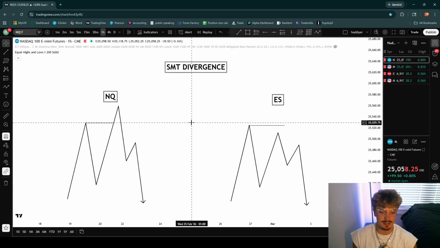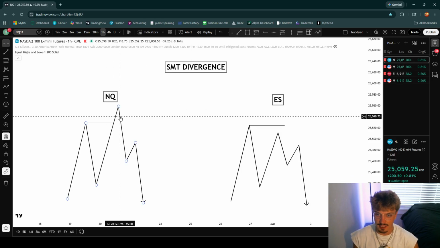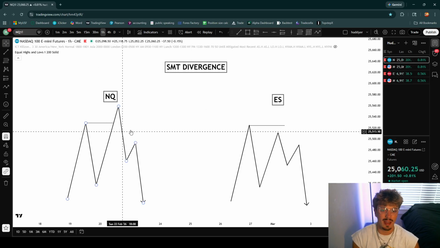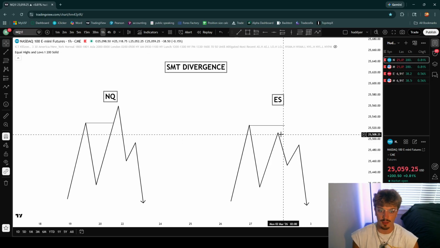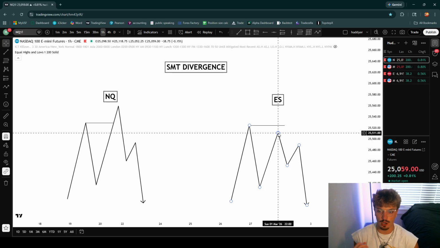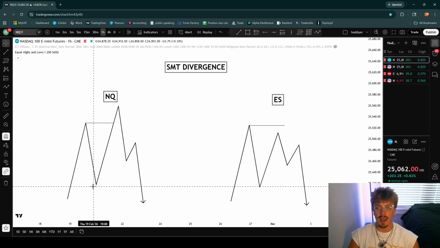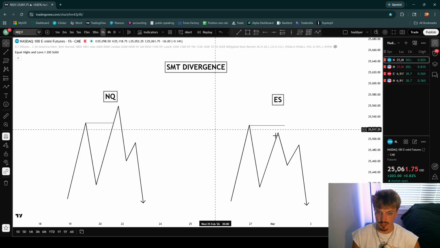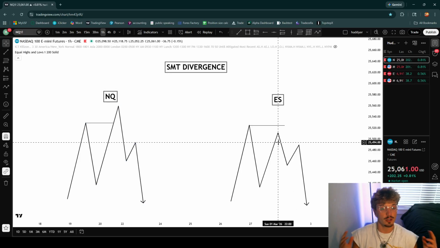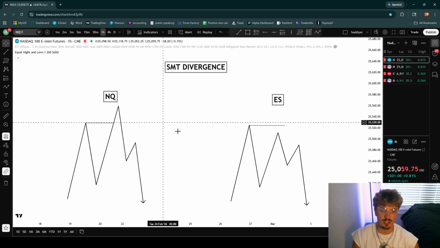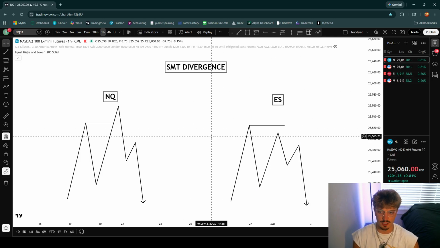So exactly what is an SMT, right? An SMT is going to be when one asset takes out a high or a low and the other one does not. Now, since these are correlated assets, when one of them takes some form of liquidity, the other one, in theory, has already done that as well. And so this is why this is so useful and so helpful, because what happens when one of them takes out a point of liquidity? Well, the other one theoretically already has as well, right? That's how we can use that to our advantage in a situation like this, right?